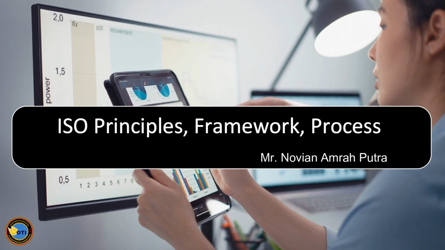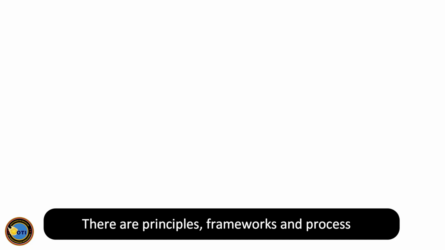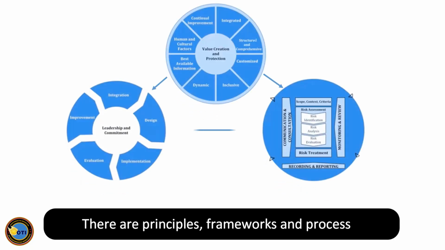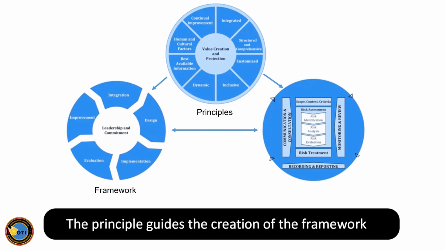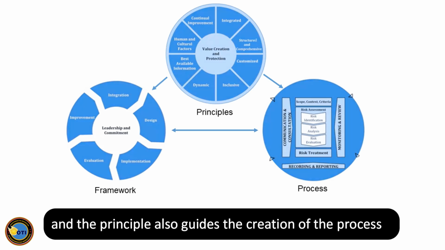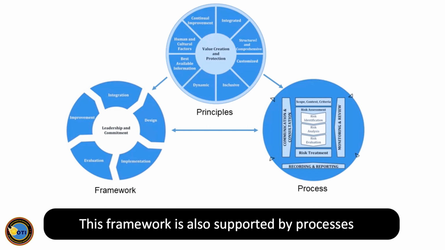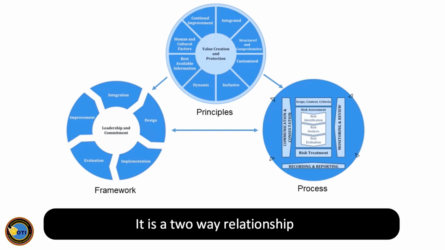ISO principles, framework, and process. There are principles, frameworks, and process. The principle guides the creation of the framework, and the principle also guides the creation of the process. This framework is also supported by processes. It is a two-way relationship between framework and process.